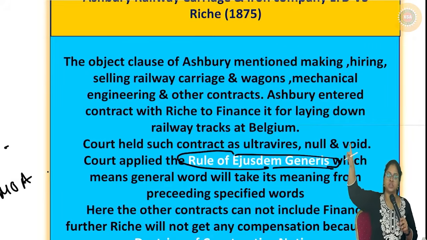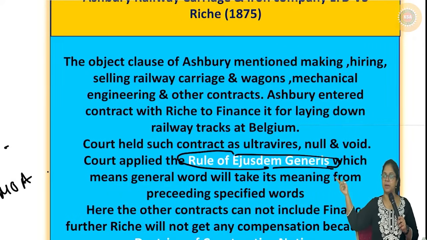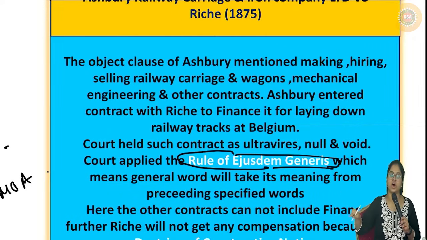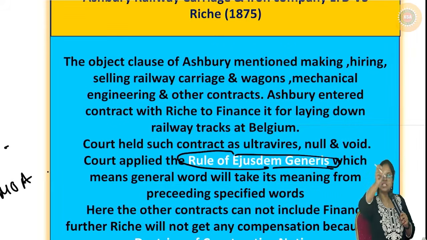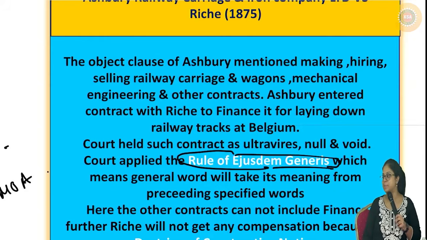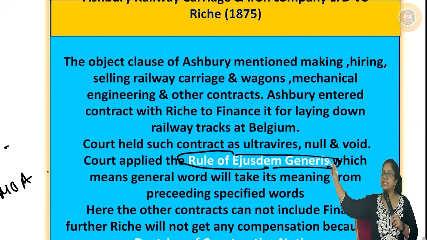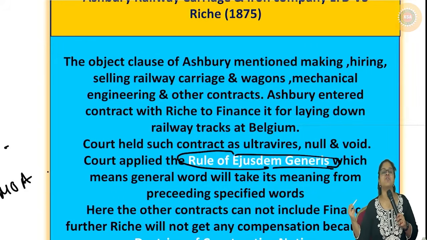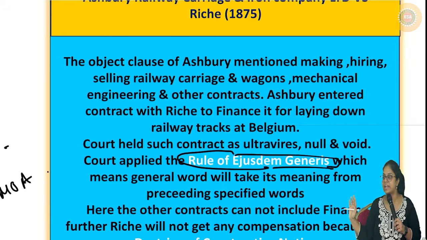So the judge told that you cannot interpret it as you wish. There is a rule in law which says that if there is something specific and general, the general derives its meaning from the specific. So here other contracts will only mean other types of contract which are similar to mechanical engineering, which are similar to making, hiring or selling railway carriages. So it will not include financing.